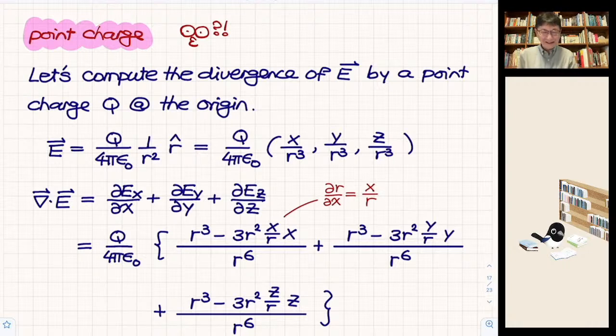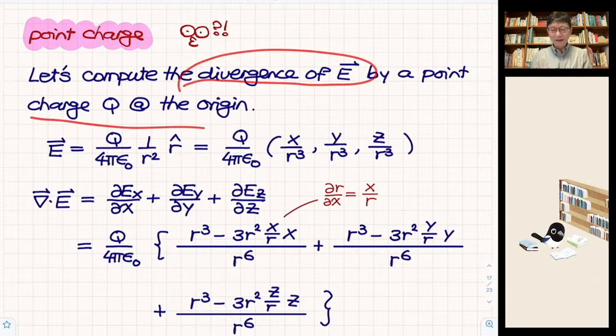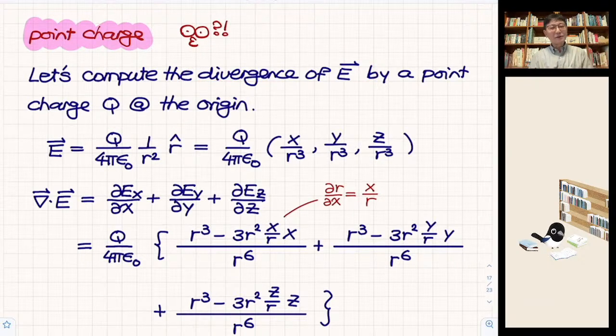Okay. Here we're going to apply this wonderful thing to the very simple source, that's a point charge. You have learned it probably in high school, right? So let's try to compute the divergence of E of a point charge Q at the origin. How simple is that? And the result can be surprising. Okay, the result is really confusing.